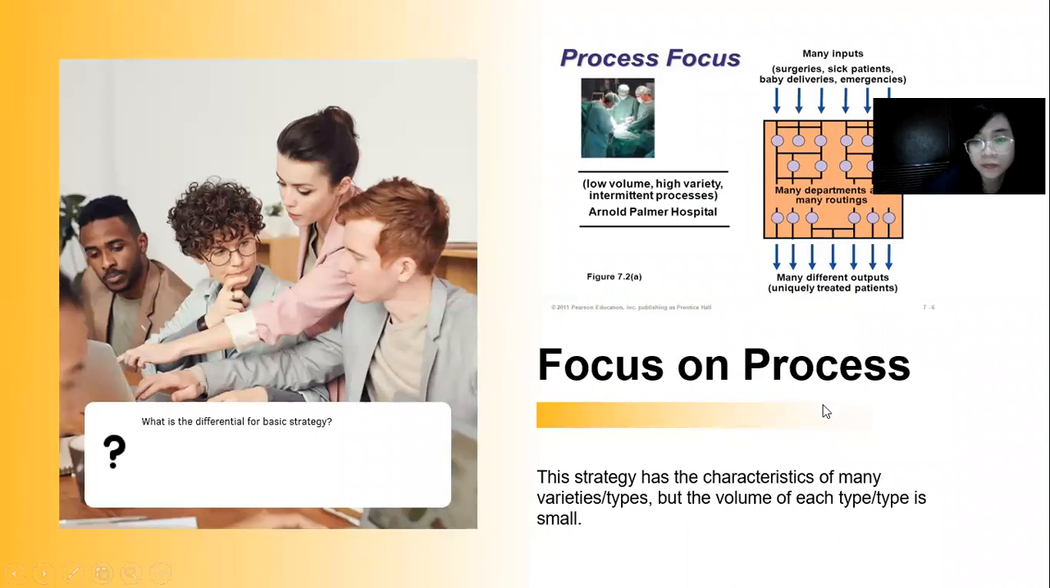Focus on process. This strategy has the characteristic of many varieties or types, but the volume of each type is small. You can look at this picture for the example of process focus.